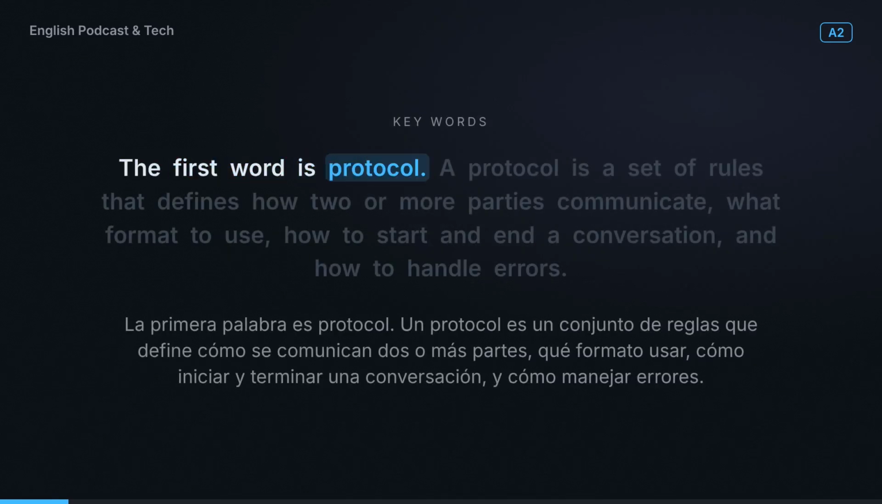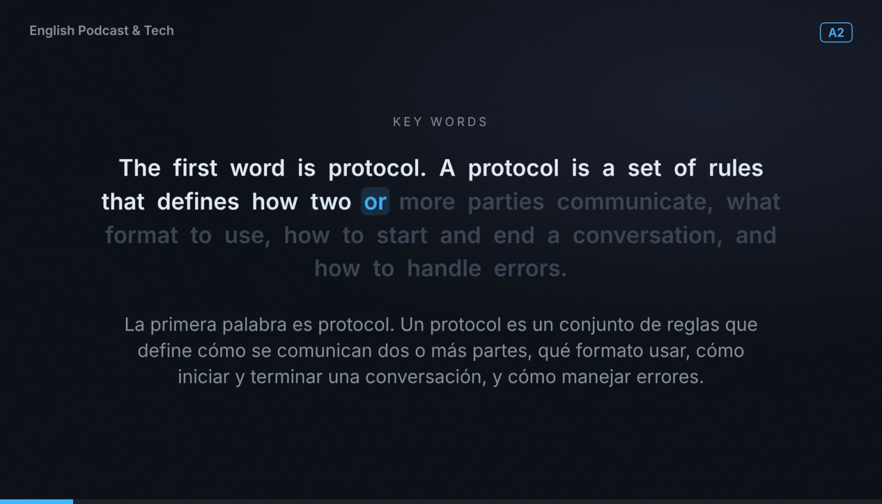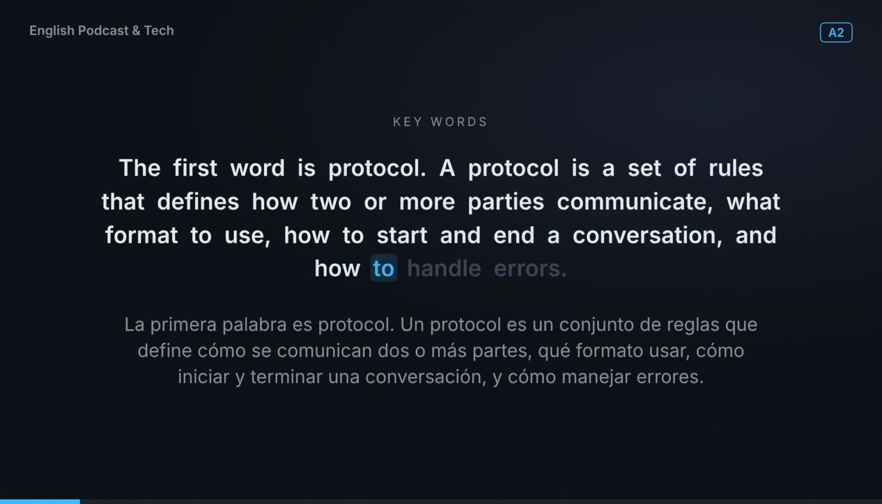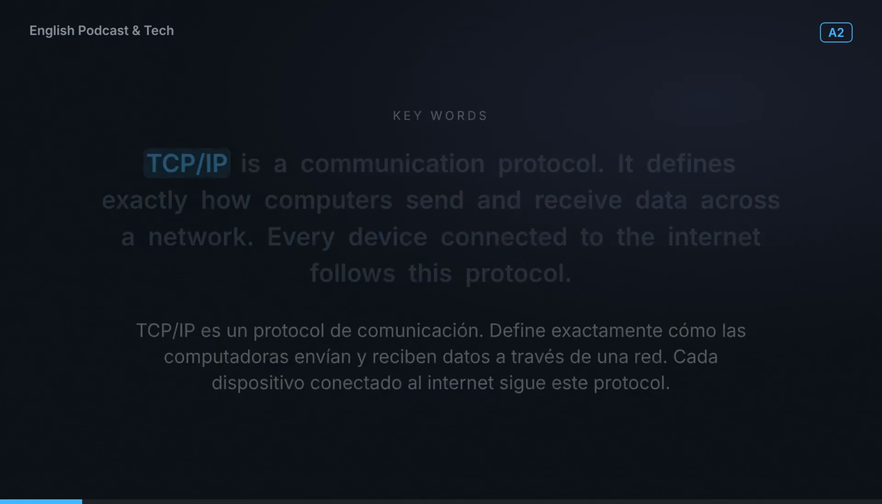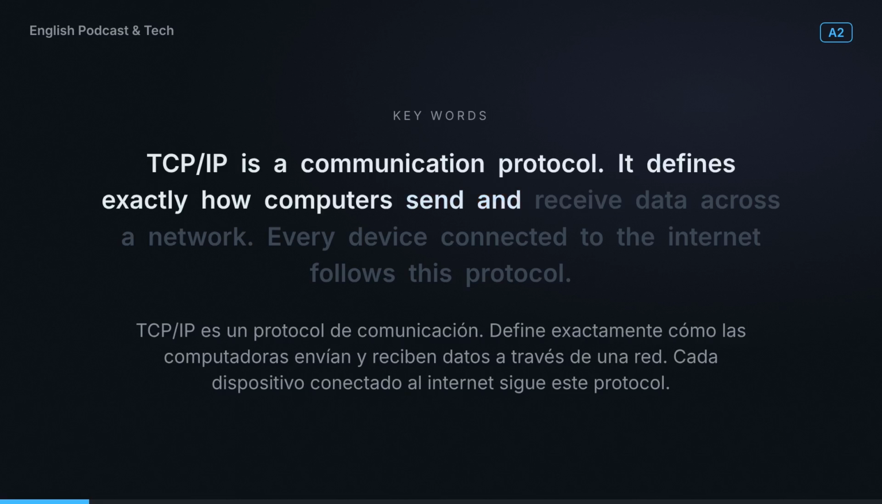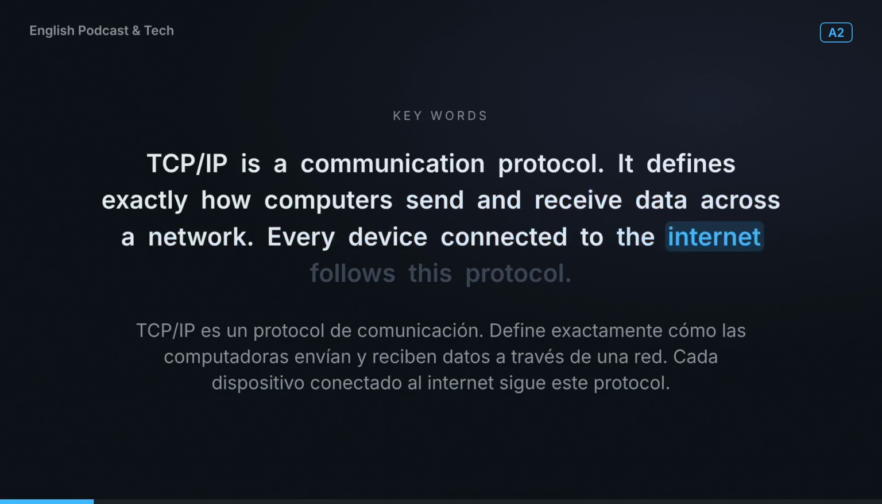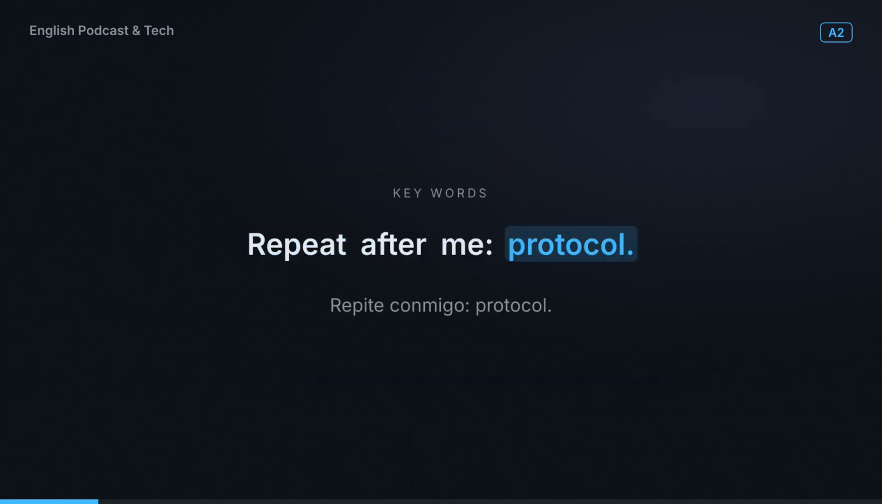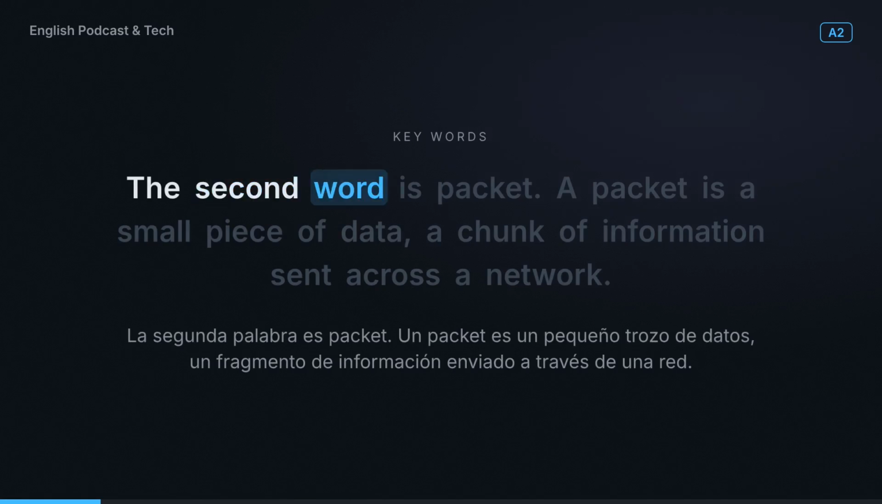The first word is protocol. A protocol is a set of rules that defines how two or more parties communicate, what format to use, how to start and end a conversation, and how to handle errors. TCP/IP is a communication protocol. It defines exactly how computers send and receive data across a network. Every device connected to the Internet follows this protocol. Repeat after me. Protocol.